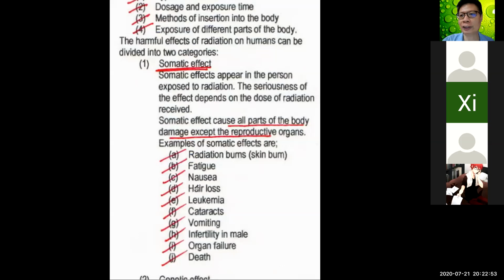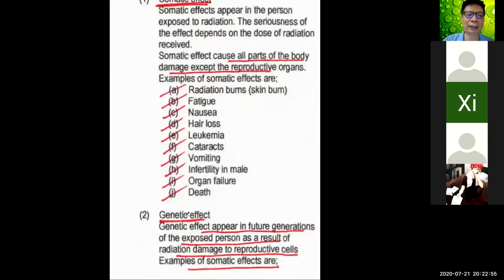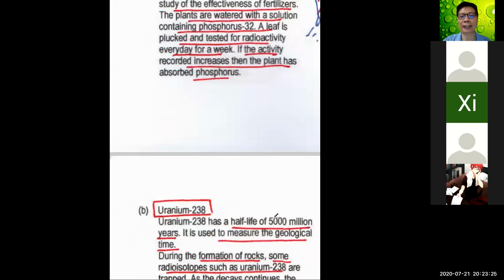Another one is genetic effect. As I told you, genetic effect means your reproductive organ. Genetic effect appears in future generations of the exposed person as a result of radiation damage to reproductive cells. Reproductive cells, your testis, your ovary, your sperm, your ovum spoil, and worse is the genetic. Now you see example.